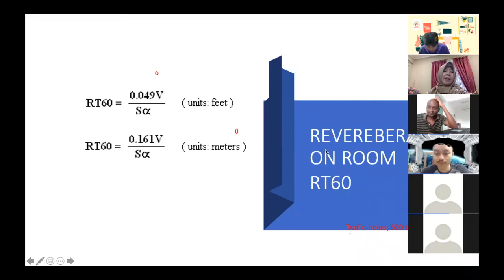Okay, reverberation. So what is the use of alpha? Alpha is used for calculation of reverberation time, RT60. Reverberation time is the time for noise to reduce by 60 dB. That is RT60. How long it will take for a sound to drop by 60 dB.